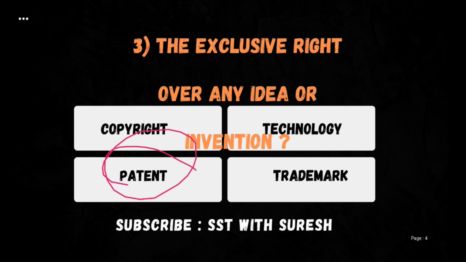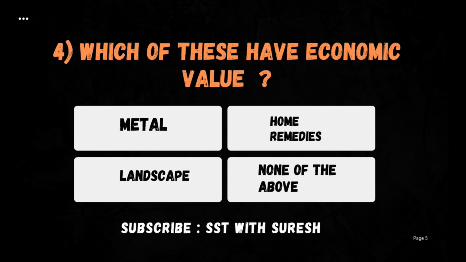Okay, next question, question number 4. Question number 4 asks: which of these have economic value? The options are: option A, metal; option B, landscape; option C, home remedies; and option D, none of the above. The correct answer for question number 4 is option A, metals. Okay, metals have economic value.